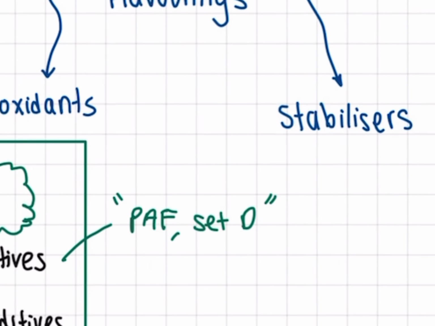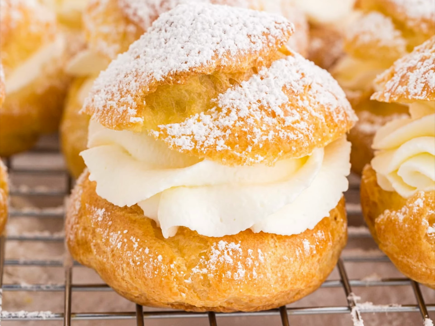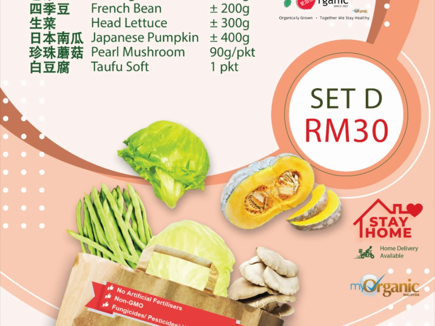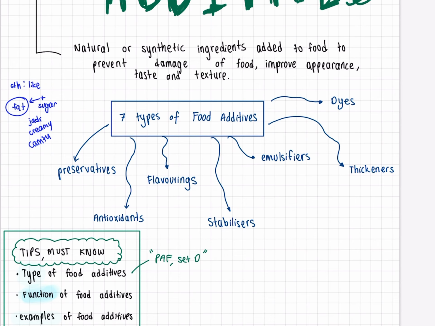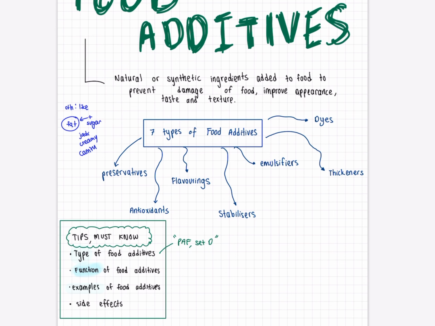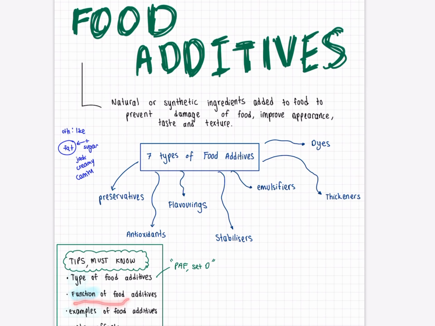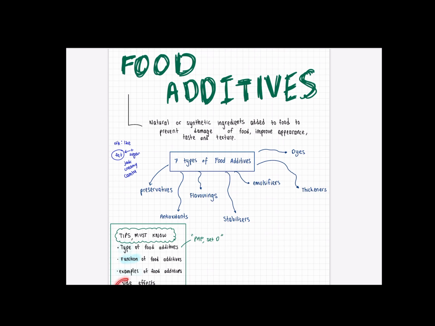First, I memorized this word, PUFSETD. If you want to go buy cream puffs, so you want puff, but like the D set, so set D. So a quick tip about this chapter, you need to know the types of food additives, the function of food additives, as well as the examples of food additives, and the side effects.